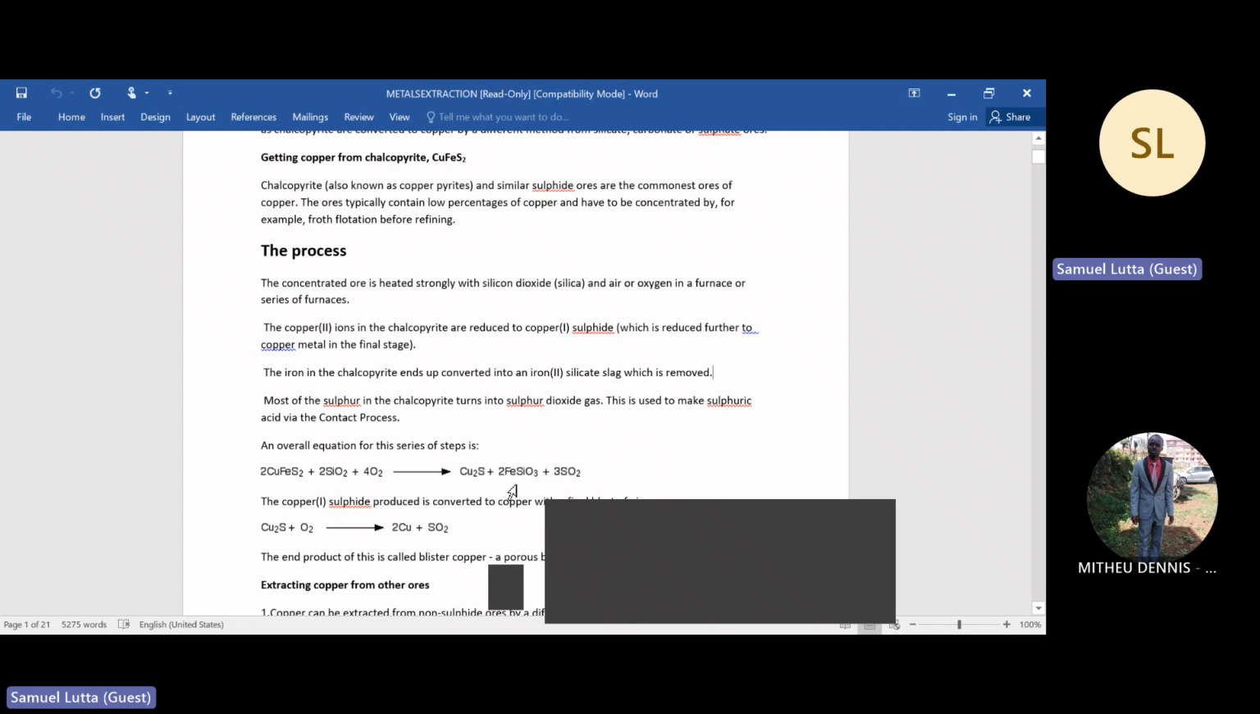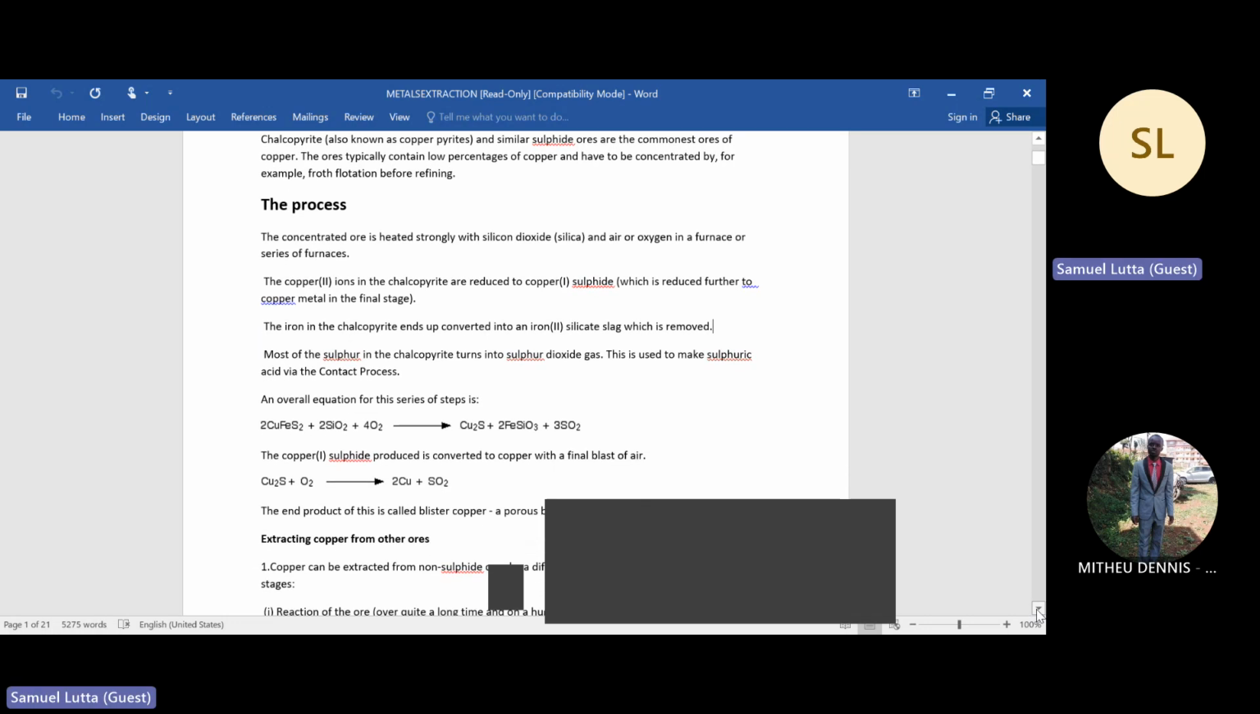This one is a gas, this one is heavier, so it will settle at the bottom, and then you can take your copper sulfide and heat it in the presence of oxygen to convert it to sulfur dioxide again and copper. And we say this end product is normally not very strong. It's called blister copper. It's called blister because it's very brittle. And in terms of purity, it contains about 98 to 99% copper.